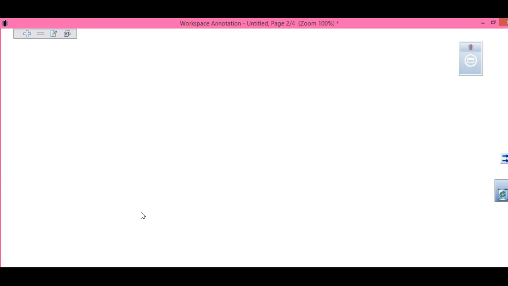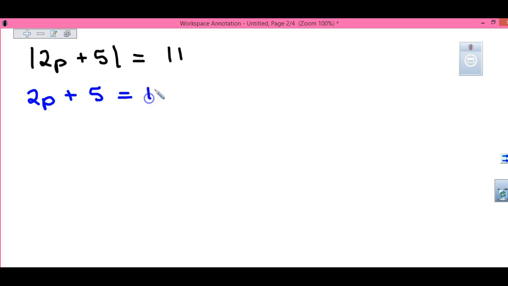So we have to solve the absolute value of 2p plus 5 is equal to 11. So we have to write two equations. We're going to copy this equation exactly the same way: 2p plus 5 is equal to 11. And the next one is going to be 2p plus 5 is equal to negative 11. So in one of them we have a positive 11, in the other one a negative 11. And we're going to solve each of these.